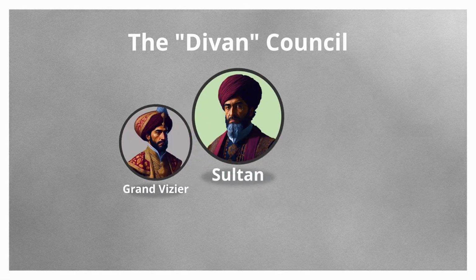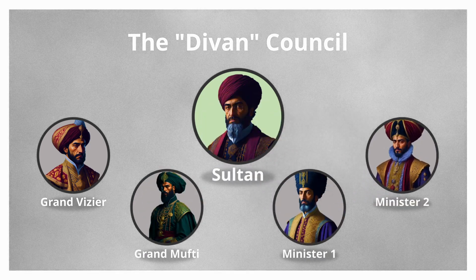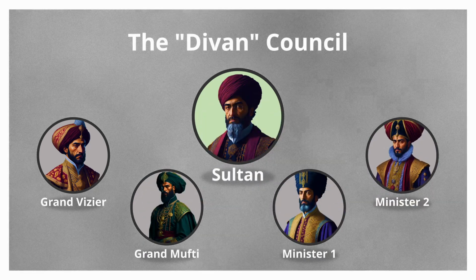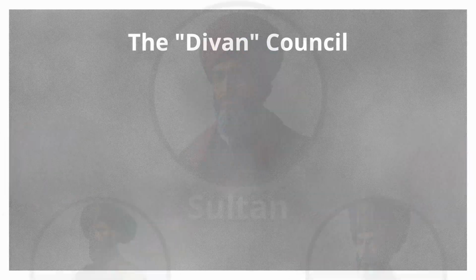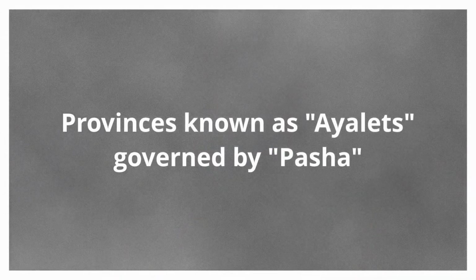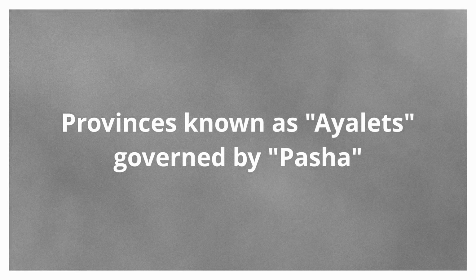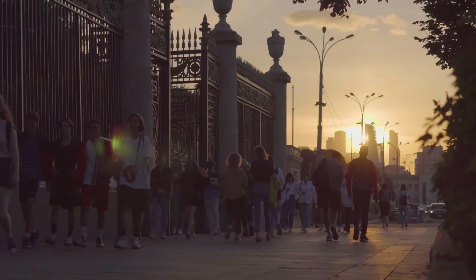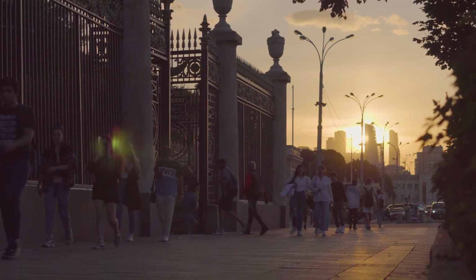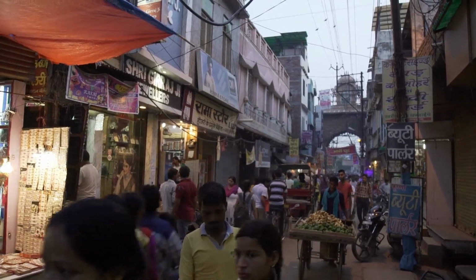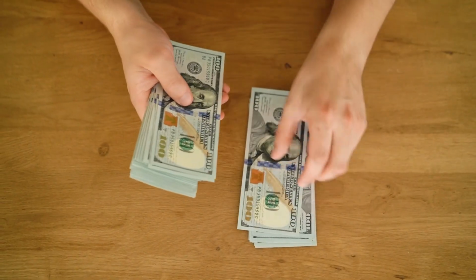At the core of the Ottoman government was the Sultan, who was advised by a council known as the Divan. The Divan consisted of high-ranking officials, including the Grand Vizier, who served as the chief minister and acted as the Sultan's right hand. Other members included the Grand Mufti, the highest religious authority, and various ministers responsible for specific administrative areas. The empire was divided into administrative units called provinces or eyalets, governed by a governor or pasha. These provincial governors were appointed by the Sultan and held significant powers over their regions, including maintaining law and order, collecting taxes, and overseeing military affairs.